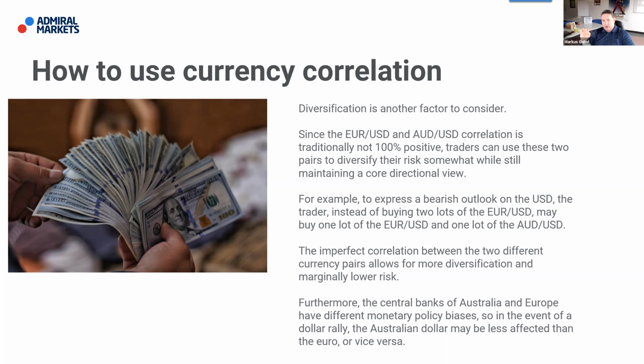The imperfect correlation between the two different currency pairs allows for more diversification and, of course, marginally lower risk. So you divide, one lot here and one lot there, instead of two lots in one currency pair. And furthermore, the central banks of Australia and Europe have different monetary policy biases. So in the event of a dollar rally, the Australian dollar may be less affected than the euro, or vice versa. Therefore, you should make this kind of diversification.